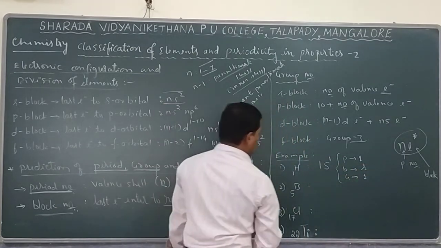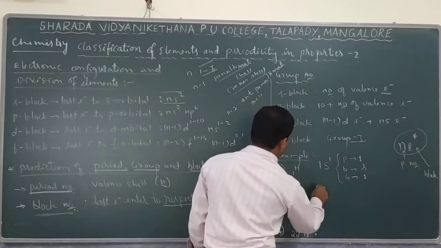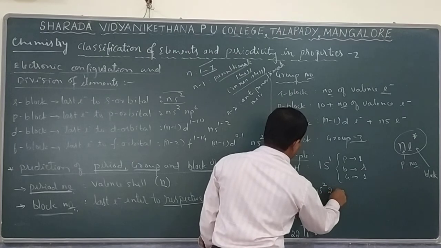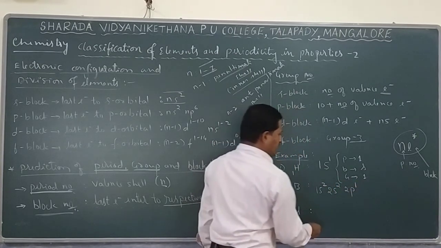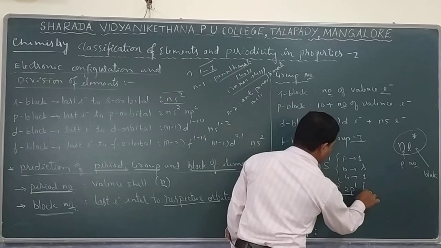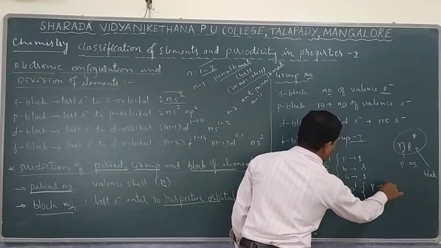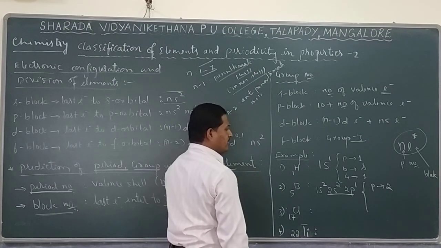Let us go for boron. The atomic number of boron is 5. The electronic configuration is found to be 1s2, then 2s2, after that 2p1. Here it is observed that 2s2 2p1 is the valence shell. That valence shell clearly says the period number is going to be second. So boron belongs to the second period in the modern periodic table.